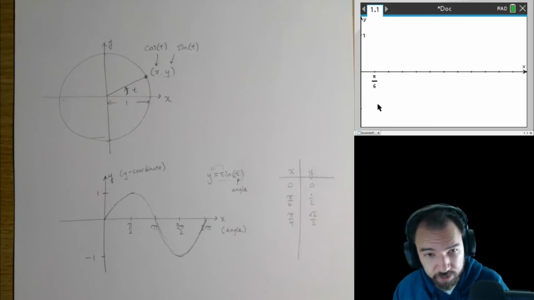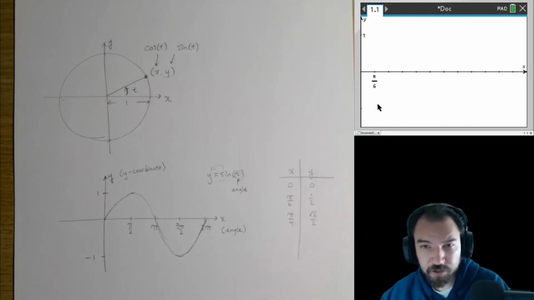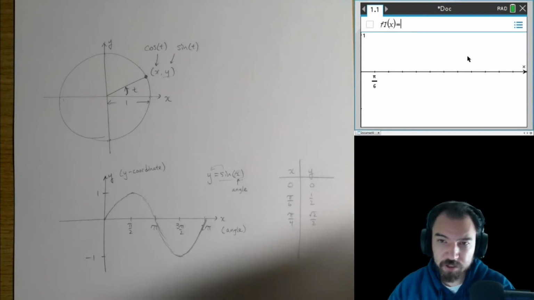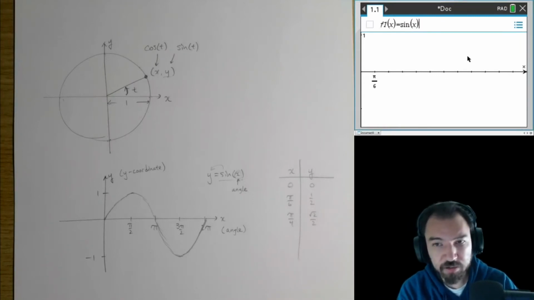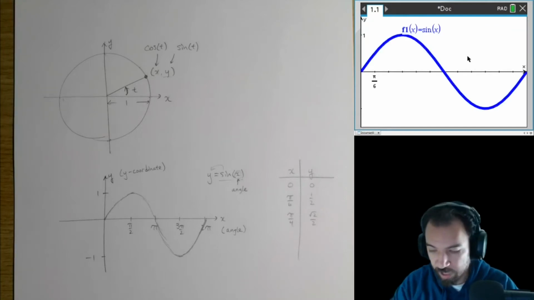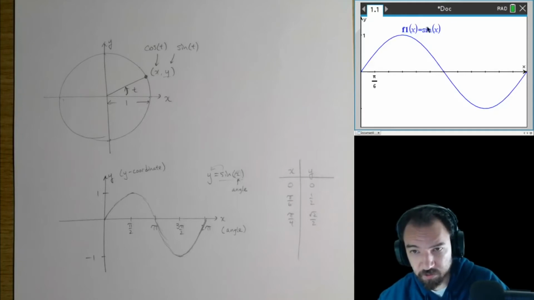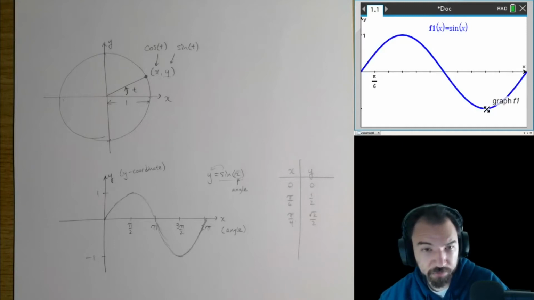Now that we've done the crude sketch, let's ask a calculator for a better version. So I'm going to type in here, f1 of x is equal sine of x. Check that I'm in radians. Okay, hit the button. I got that graph. And so we notice certain things. The maximum value up here is 1. The minimum value here is -1.